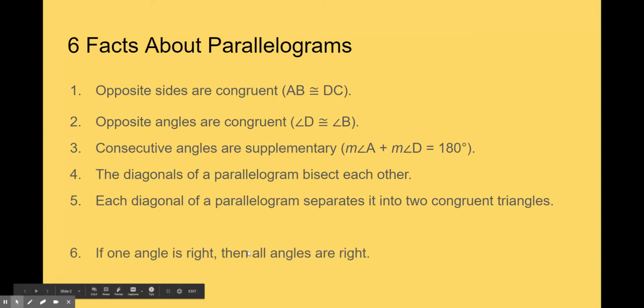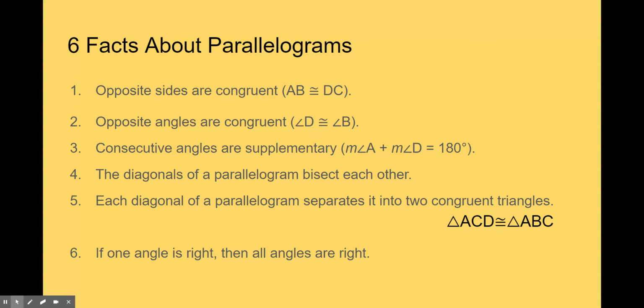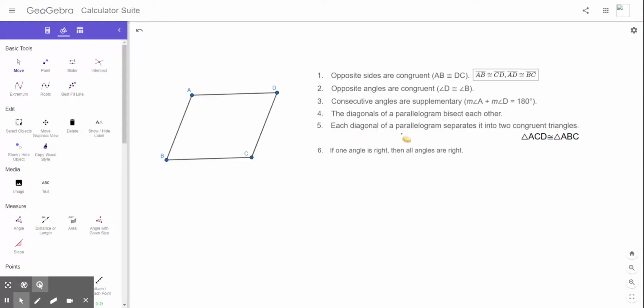And then if one angle is right, then all the angles are right. So that's kind of what that means. So now I'm going to jump out of here and then show you what that means in here. So here are our properties, and I wanted to show you how it goes. So let me see if I can switch this. Okay, so here are these properties, still here. And I wanted to show you what this meant.